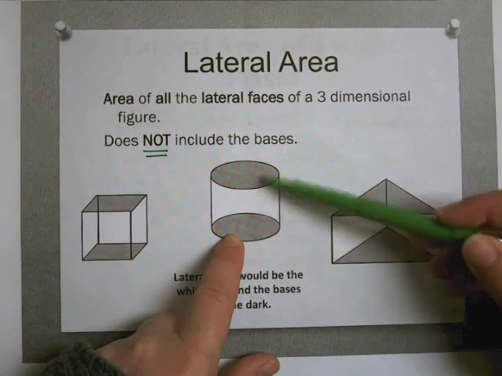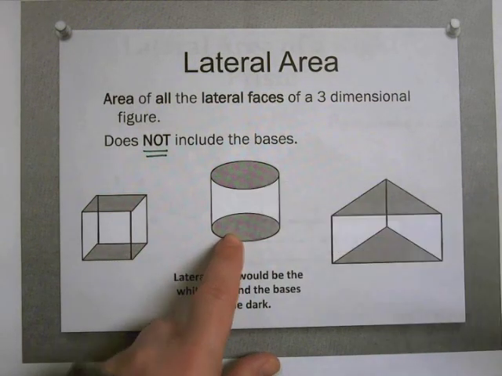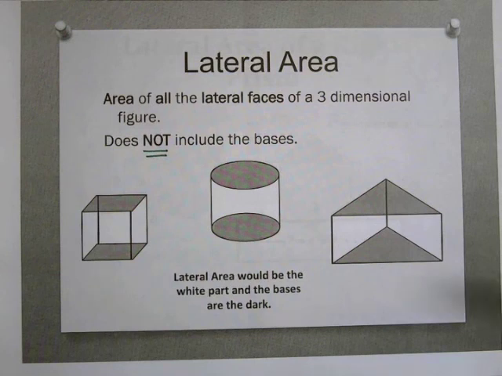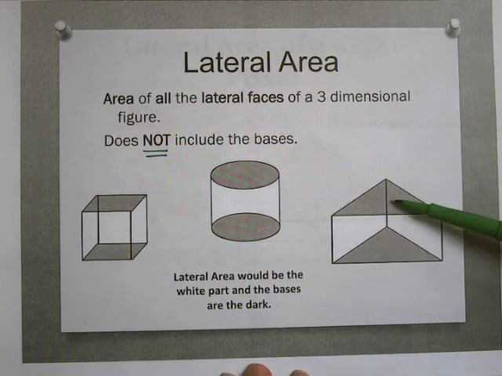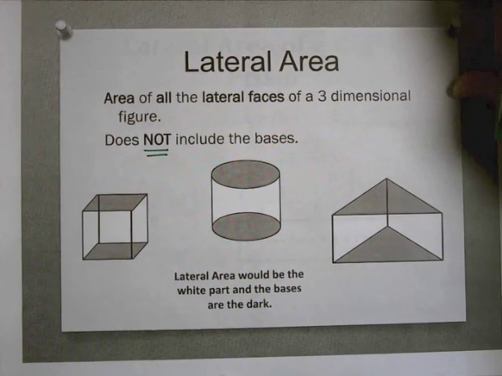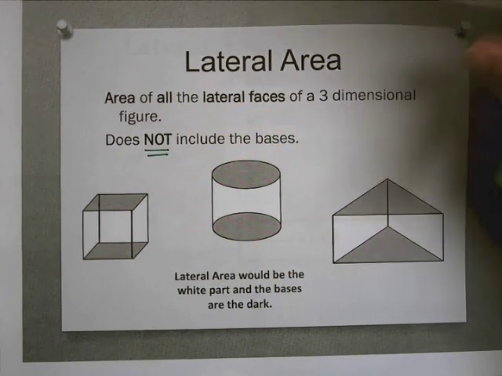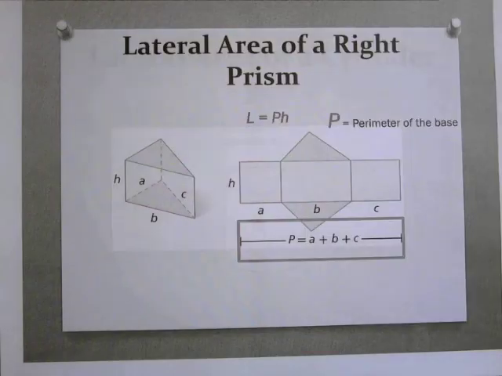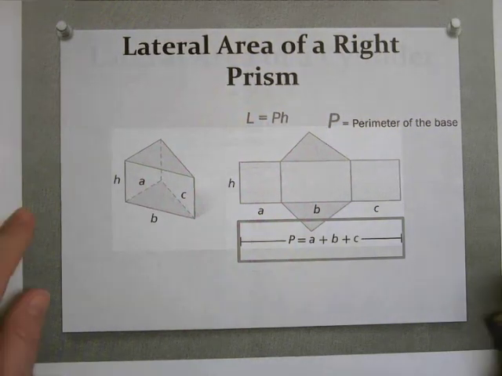Same thing here. We have the two circles shaded, so we want to find the area of the rest of the cylinder. Same thing here. We have the two triangles. Those are our bases. We don't want to find the area of that. We just want to find the area of the parts that aren't shaded. That's lateral area. So how do we find the lateral area?